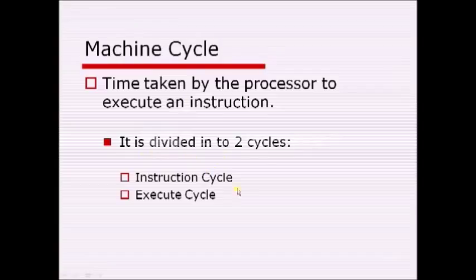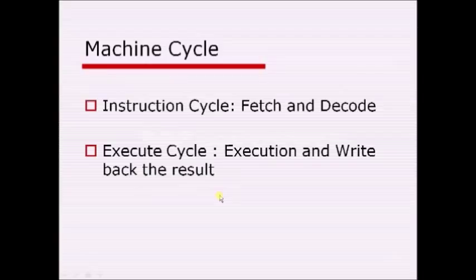This machine cycle is again divided into 2 more cycles, that is the instruction cycle and the execute cycle. Let us see what they are. As we know, all the instructions are present inside the memory, so the processor has to fetch those instructions from the memory. During the instruction cycle, fetch and decode operations are performed. The processor fetches the instruction from the memory and decodes it into the language understandable by the processor, because the instructions which the user writes will be in high level language.